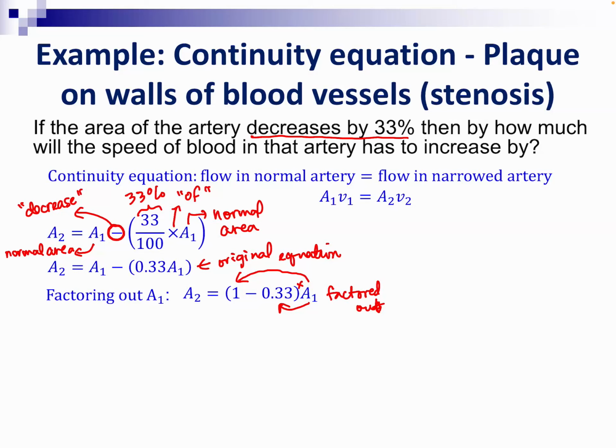Makes sense? Is there any reason to put the A1 at the back of the bracket? No particular reason. It just looks prettier when the numbers appear before the letter. But yeah, there's nothing stopping you from putting A1 in front of the bracket. Right? Okay, so after factoring out, we can simplify this. 1 minus 0.33 is 0.67 times A1.